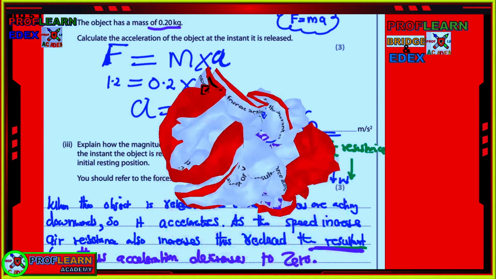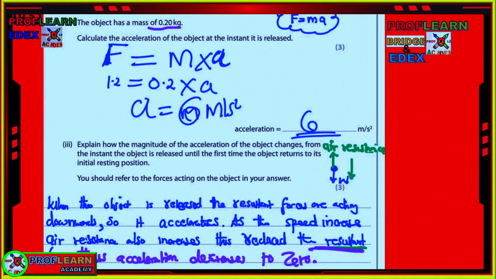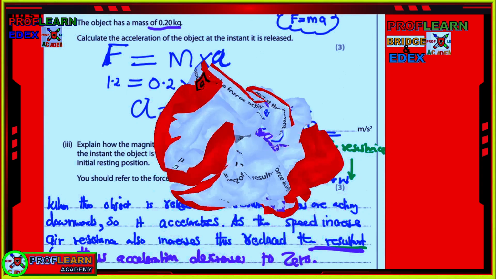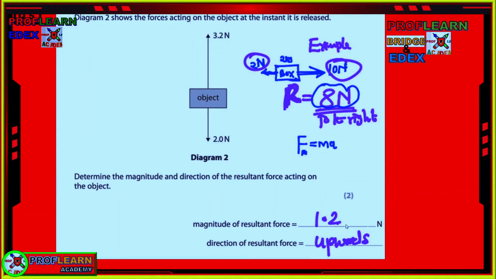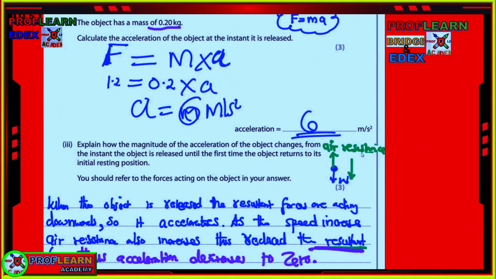We have already worked out the resultant force, right? Then if we are working out the acceleration, we're going to say the force, and the force we are talking about is the resultant force that we are having here. So we're going to say force equals mass times acceleration. We know the mass, we know the force. The force is the resultant force, don't forget. Then we apply that formula: force equals MA, 1.2 equals 0.2 times A, so A equals 6 meters per second squared.